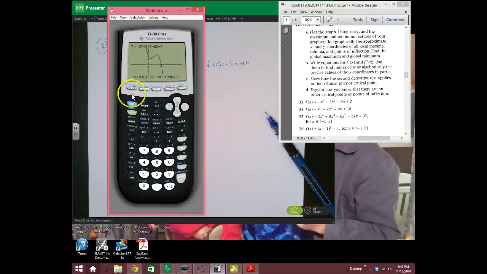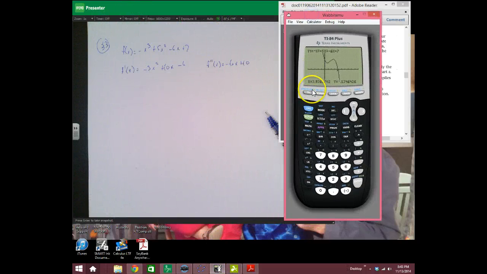So what we can do is we can actually throw into the y2 function the first derivative. And how you do that is you do math, scroll down to nDeriv, and then you say, okay, what variable do I want to differentiate with respect to? Well, with respect to x. What's the function? Well, I could type all this in here, but I'm going to cheat even more. I'm going to say, let's put y1 in for this. So y1.